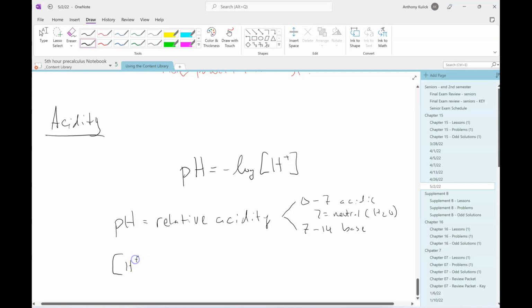And then H plus in brackets, that means the concentration. In chemistry when you put brackets around something like that, it means concentration. What do we usually measure concentration of liquids in chemistry? We usually use molarity, which is moles per liter. So that's the concentration of hydronium ions. That's the fancy name for the H+.